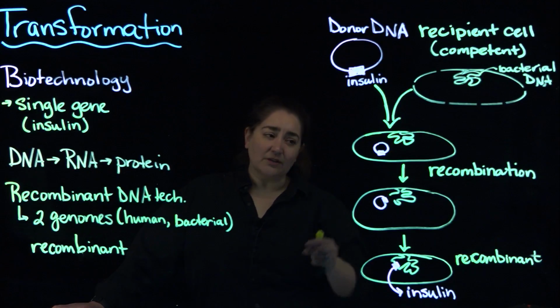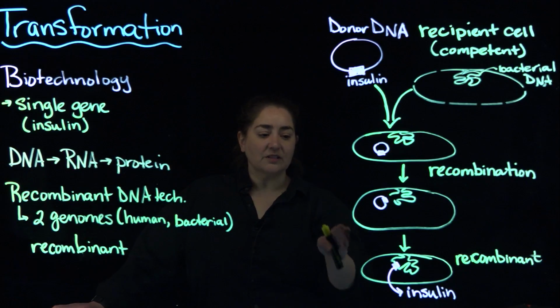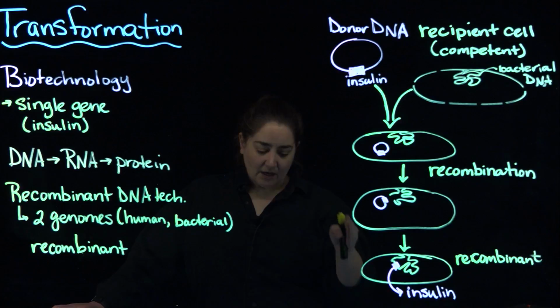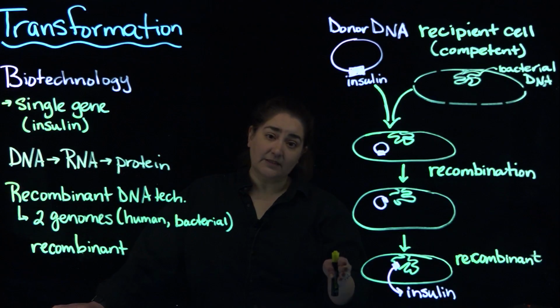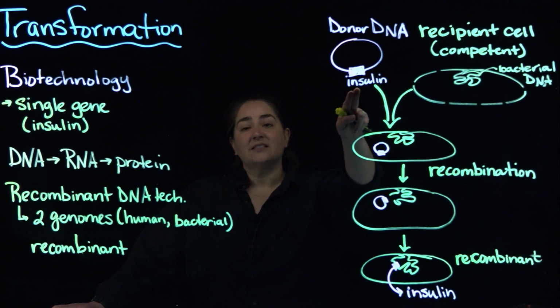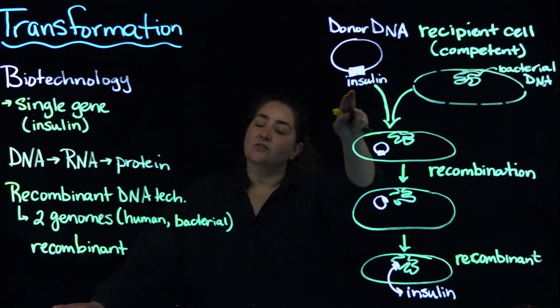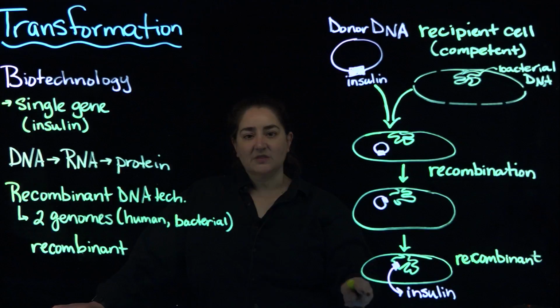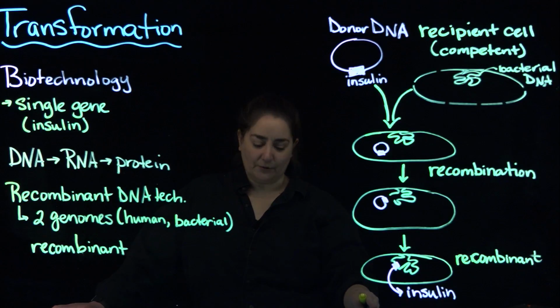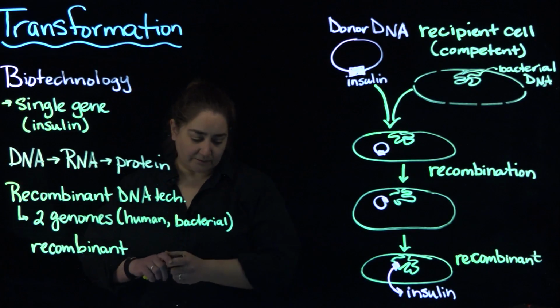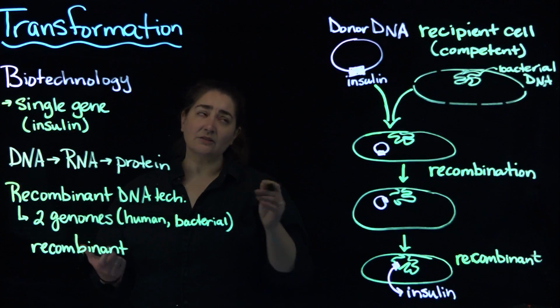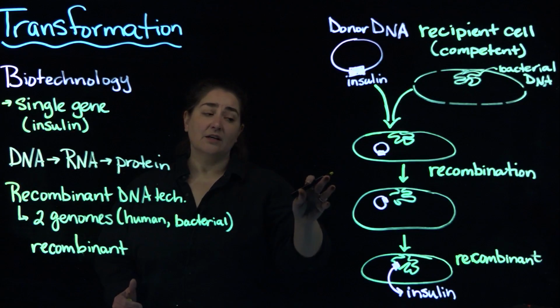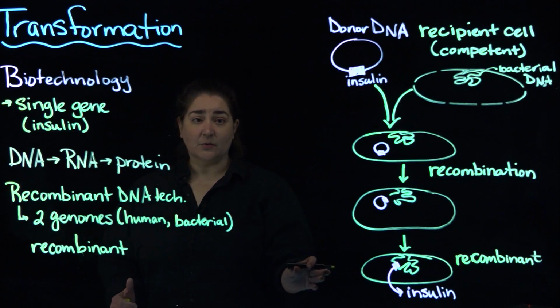Okay, so I used insulin as the example. Insulin isn't the only protein that's made this way. Human growth hormone is made this way also. So instead of inserting the insulin gene, they insert the gene for human growth hormone, and that bacteria cell now pumps out lots of that human growth hormone. So there are lots of different proteins that are made this way.